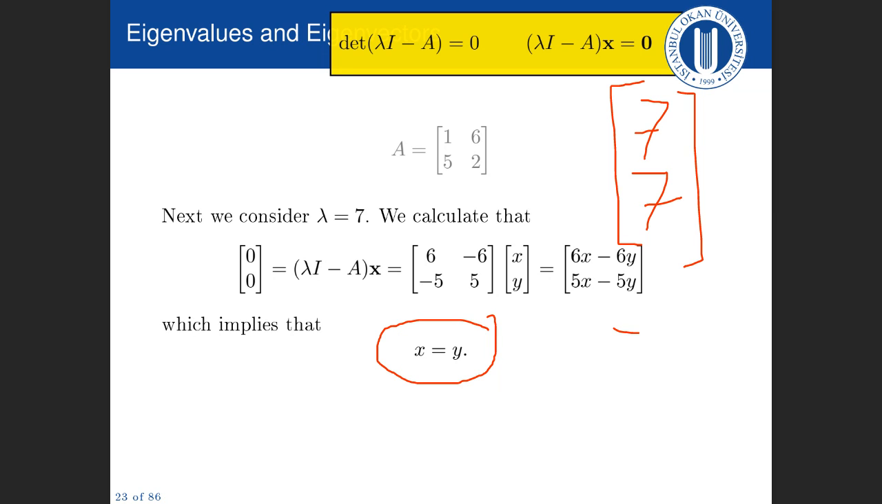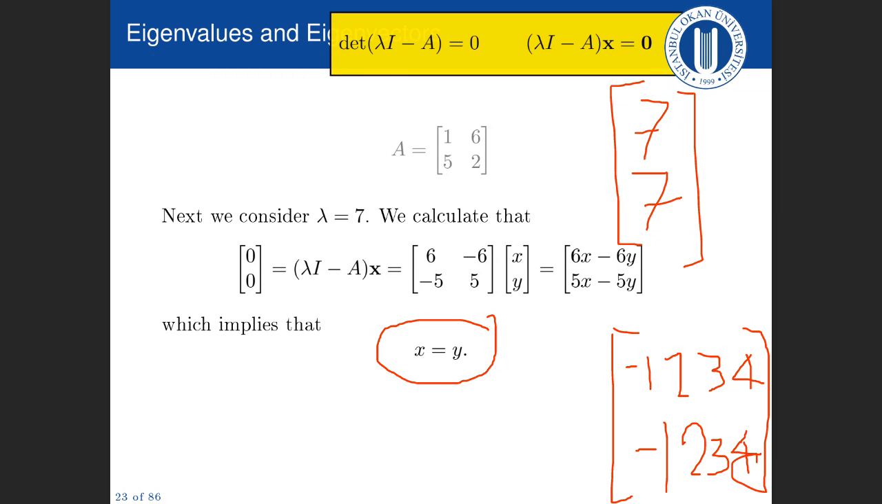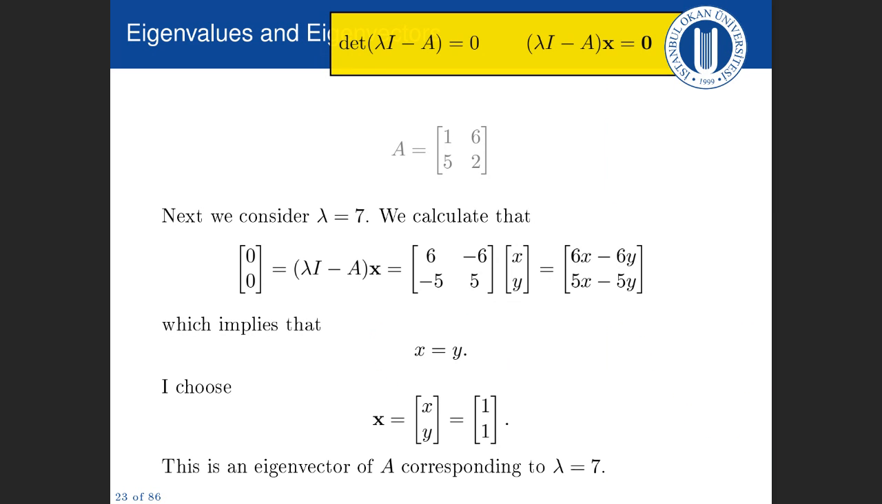Or you could choose the vector minus 1,234, minus 1,234. That would also be a correct answer to this question. But I like easy numbers, so I'm going to choose the vector 1, 1. This is an eigenvector of A corresponding to the eigenvalue lambda equal to 7.